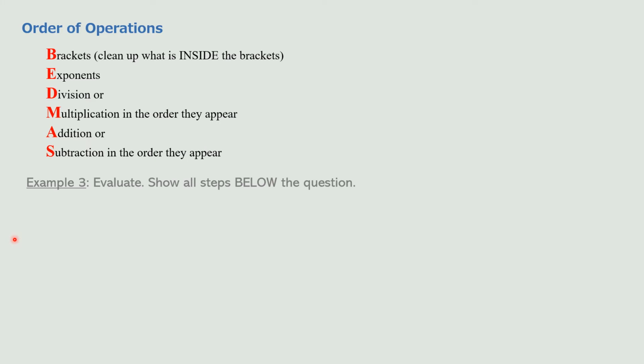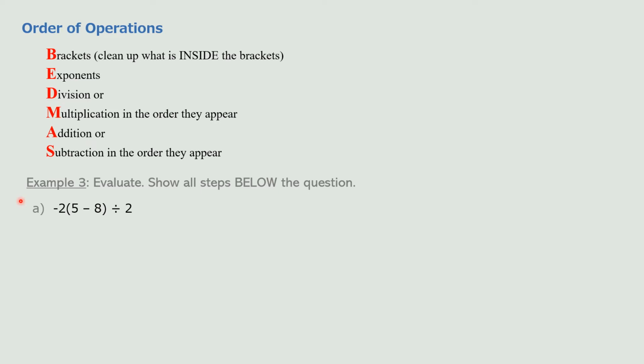Evaluate means find the final answer. And you want to show all steps below the question. That's proper form. So here's your question. When you're doing your homework, you're going to start by writing out this mathematical part. If this were number 3, you'd write 3a, you'd write this out. You don't need to write the instructions, but you need to write this out. This must be your first line. And then underneath, you're going to put an equal sign, and you're going to do one step at a time.